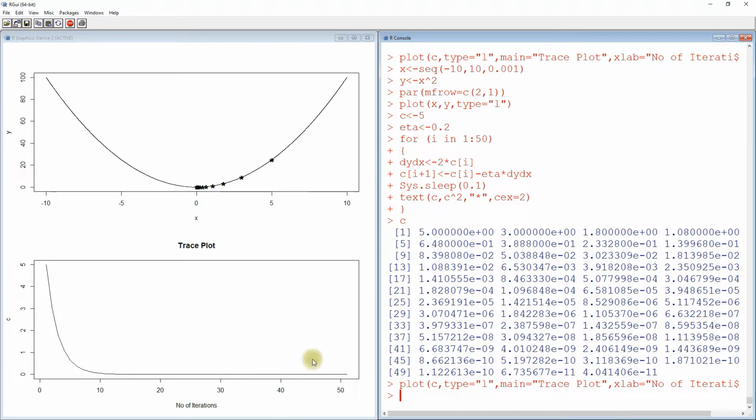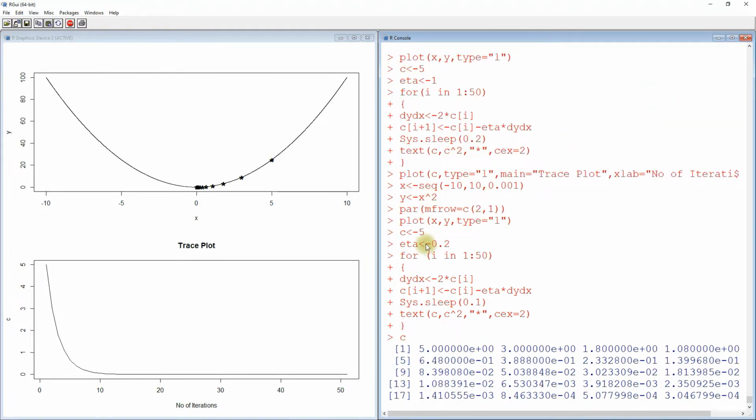When you see a behavior like that, you know that you've reached an optimal solution because at some point in time there is no change in the weights. So this is what happened when you see the trace plot here. Now I'll do the same thing but with a different value of eta, which is 0.9. Let's suppose 0.9. Let me just run the same code but now with 0.9.